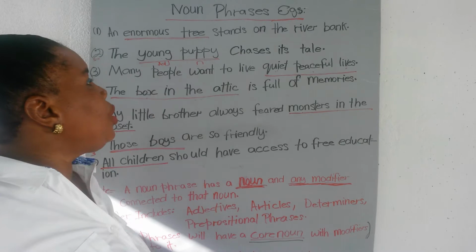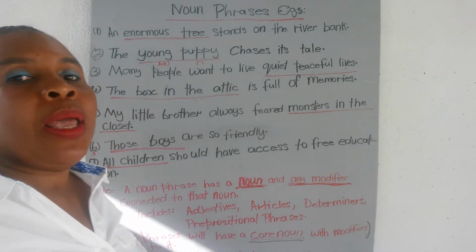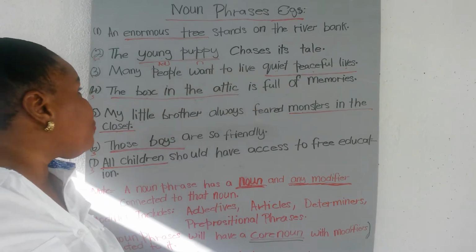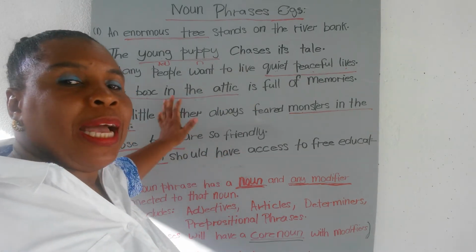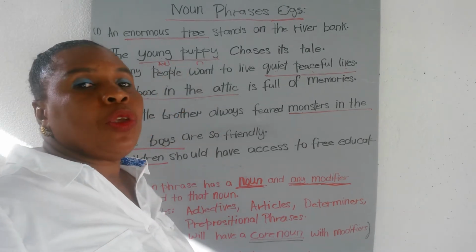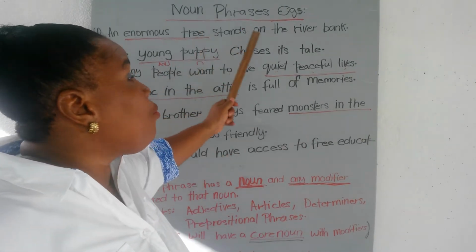The young puppy chases its tail. So young would be the adjective and puppy would be the noun. So that will give you the noun phrase.